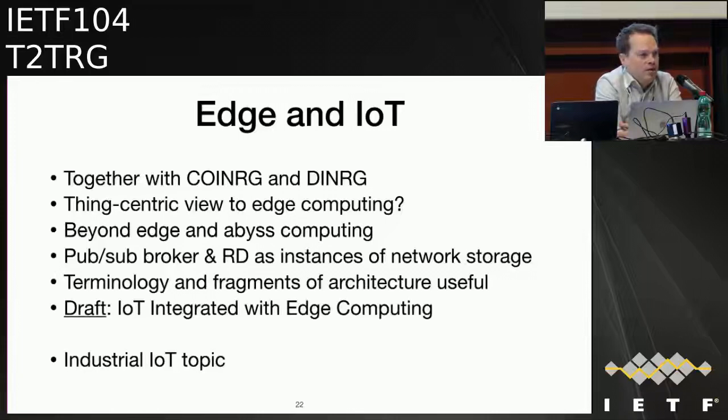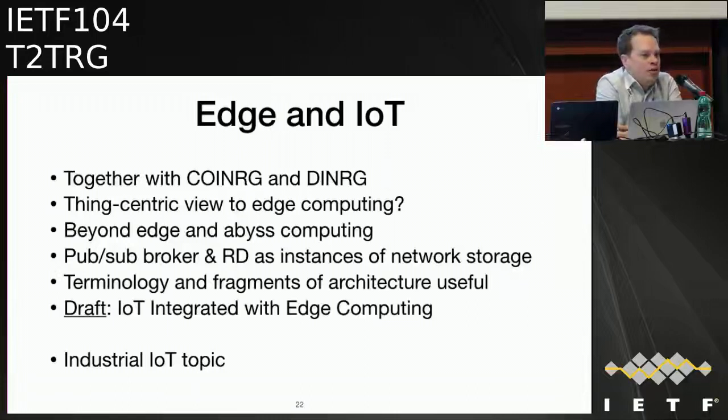We did conclude that yes, also in this area, we are going to need more terminology. And even though we might not be ready today to make the architecture for Edge and IoT, some fragments of that architecture and more terminology around that are likely to be very useful. There is an individual submission within the RG already on IoT integrated with Edge computing. We concluded that that's perhaps a good way to continue with our collaboration, extending on that and perhaps later considering adopting it as an RG document.